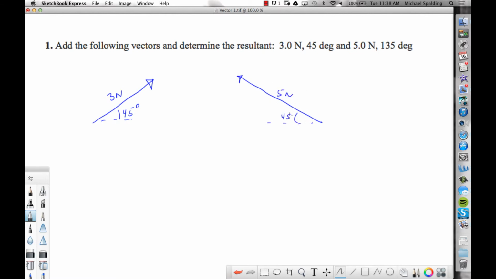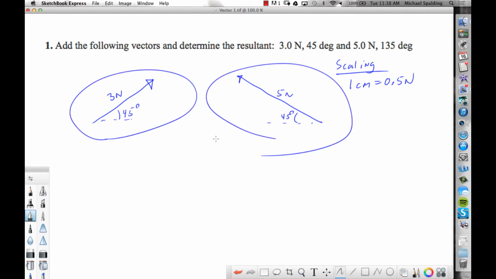Now, a good scaling here, and always write what your scaling is. I'd say 1 centimeter equals 0.5 newtons. Say that. Okay? So these are your given vectors. You start out by going like this. So pick a point like this.